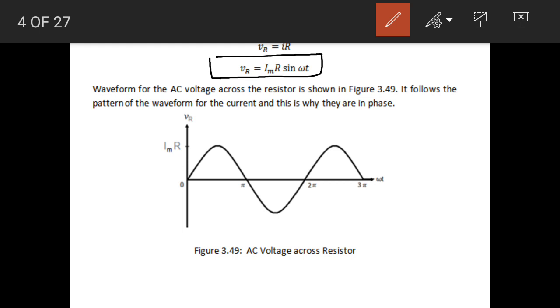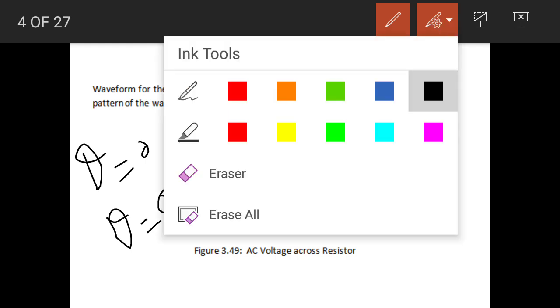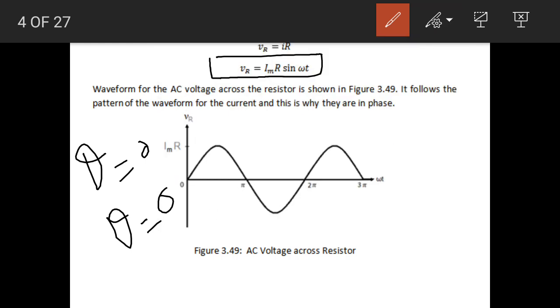So you see, the phase angle of the current is 0, and the phase angle of the voltage across the resistor is 0 as well. So we can say that the voltage across the resistor is always in phase with the current. There is no phase difference between the voltage across the resistor and the current. These two quantities are always in phase.